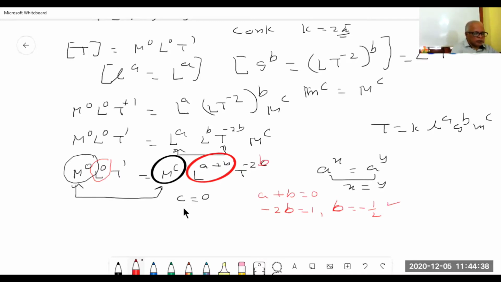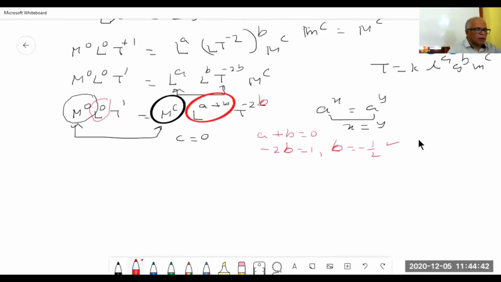A plus B is equal to 0. So, what is A? A is equal to minus B, which is minus of minus 1 by 2, that is 1 by 2. See, what formula do we have for period? Here I made a mistake.